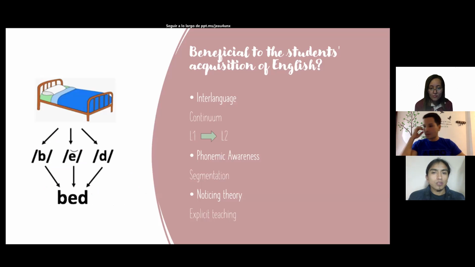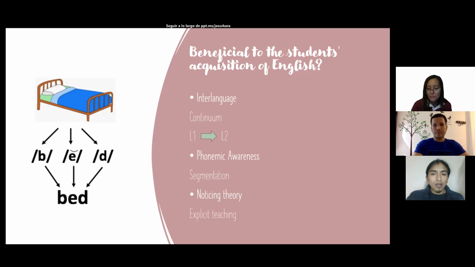Now, regarding the question of whether we are teaching something beneficial to our students' acquisition of English, we believe that students are benefited in regards to interlanguage phonology. Firstly, Kivisto de Souza sees the interlanguage as a point in a continuum in which students move from L1 to the target language. So taking this into account, this activity in which students can recognize the initial phoneme sound in a word helps the transition of interlanguage from the native to the target language.